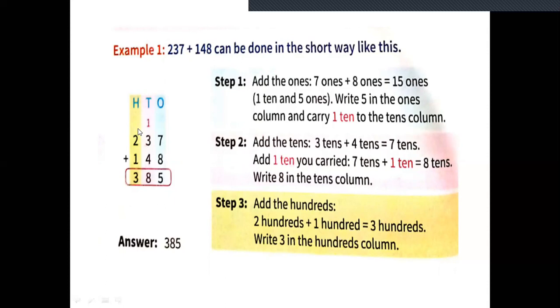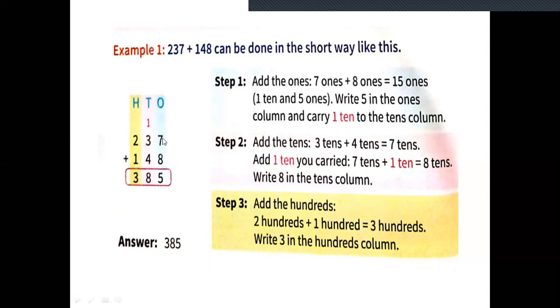Next, after the tens column, you have to add the hundreds column. 2 hundreds plus 1 hundred equals 3 hundreds. So the answer is 3 hundreds, and you write it in the hundreds place. So when you add, always add from the ones place, then the tens place, and only then the hundreds place.